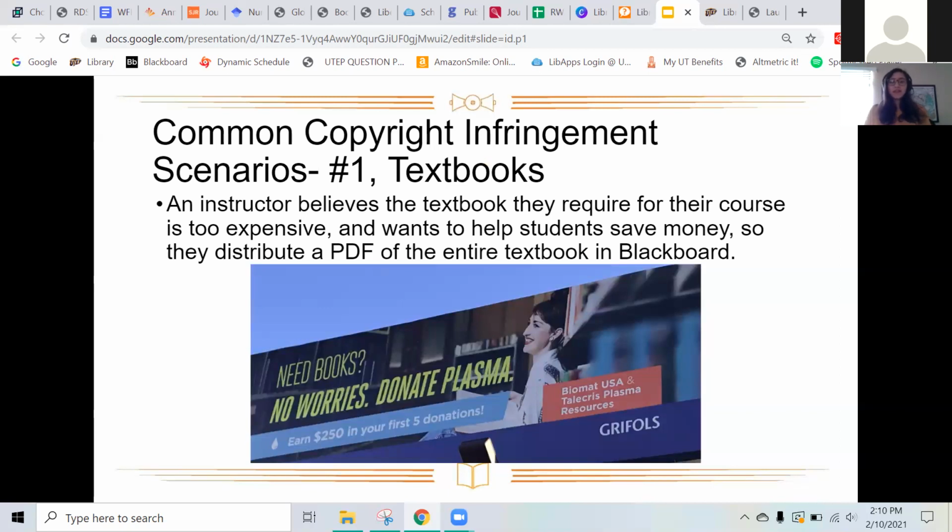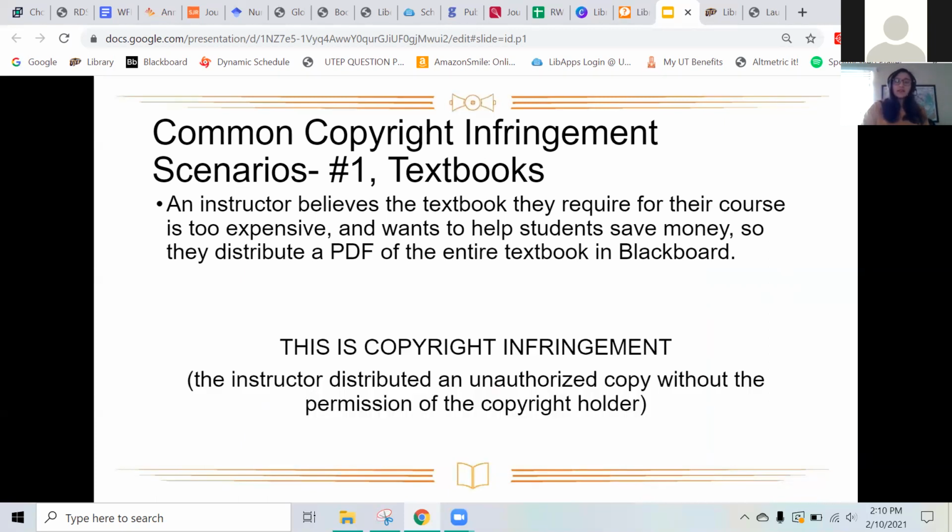And so everyone has their instructional materials if it's through a textbook. I understand the goal here is to help students out, because textbooks can be grossly expensive. I mean, you can see the image on the screen. That's a billboard telling students that they can get money to donate plasma to pay for their textbooks, because it's acknowledged that these things are expensive. So I understand the goal here is good, but this is copyright infringement. What the instructor is doing here is distributing an unauthorized copy without the permission of the copyright holder. So this is copyright infringement, even though the goal was pure, and it's used in an educational context.